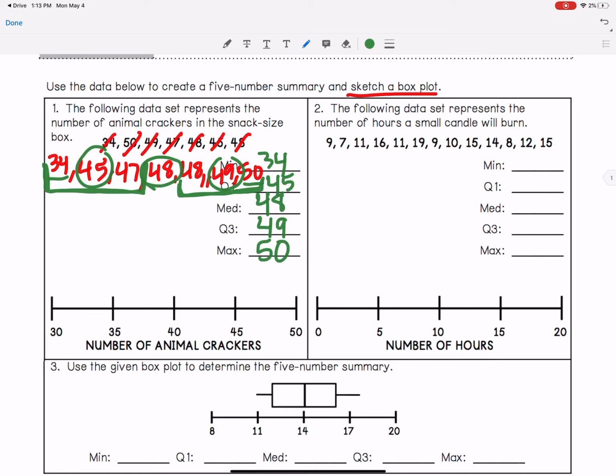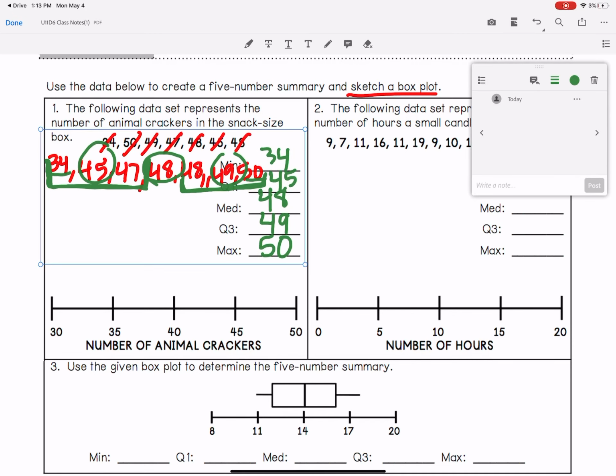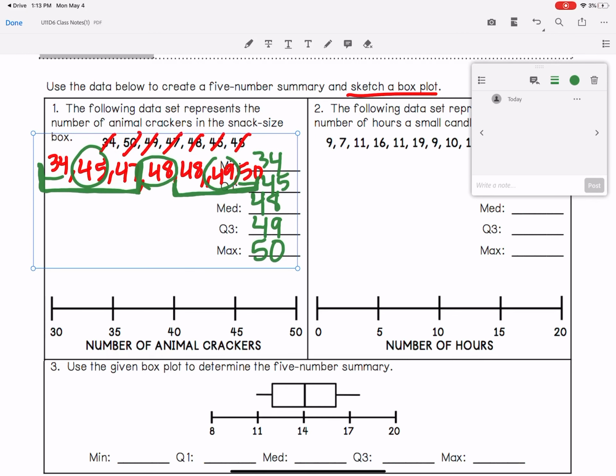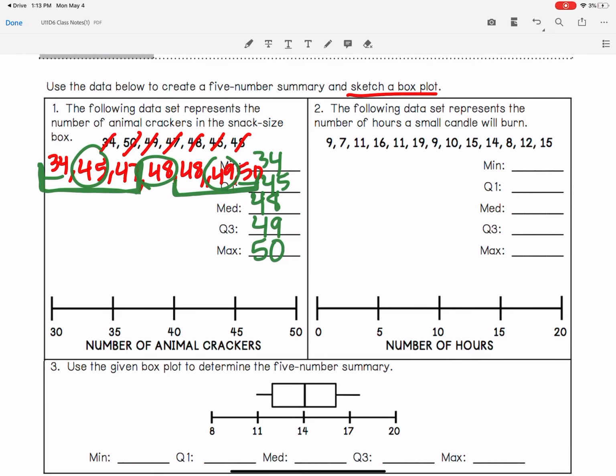Now let's go ahead and make our box and whisker plot. And I hope you don't mind, I'm going to erase just a little bit around here. Darn, it won't, unless I delete the whole thing. I don't want to do that. All right, let's go ahead and just use a different color here.